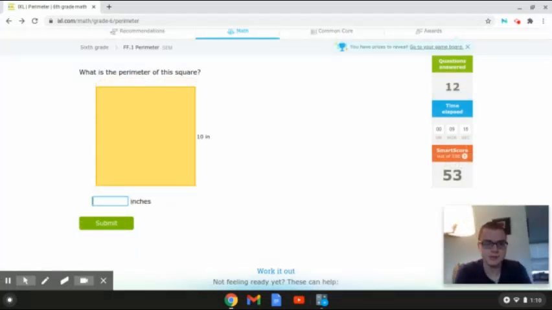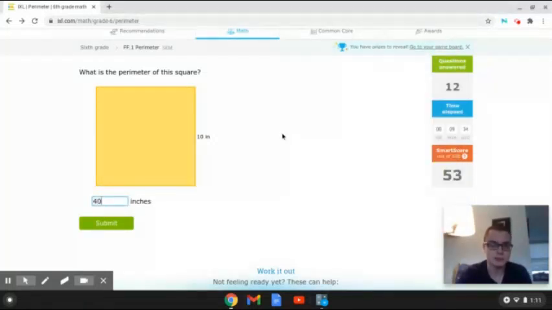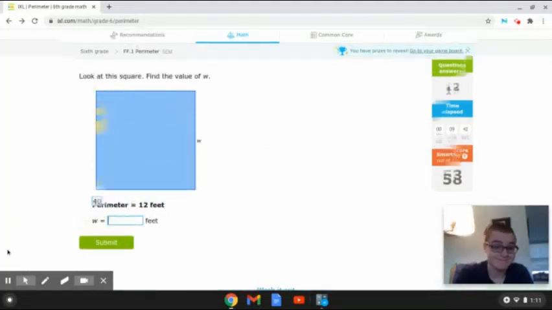Okay, so this next problem reads, what is the perimeter of this square? So as we can see here, this square is 10 inches in height, and a square has 4 equal sides, so the way that we're going to be calculating for its perimeter is multiplying 10 times 4. Okay, so that will give us 40. So the perimeter of this square is 40 inches, and that is how to solve this problem. So I'm going to be doing one more with you guys.